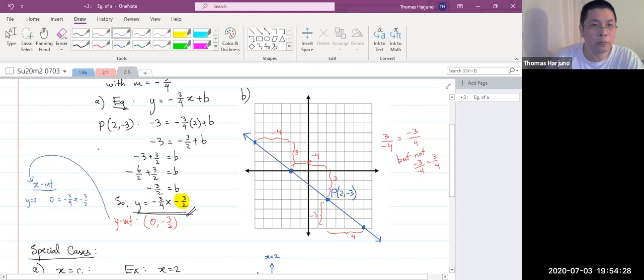And then we will solve this. I think what I will do first is multiply by the LCD to help me out. So multiply by 4, I will get -3x = 6, so x equals -2. So my x-intercept is (-2, 0).